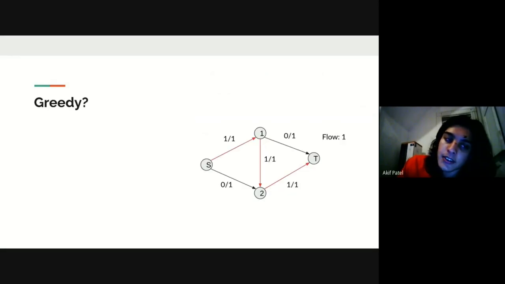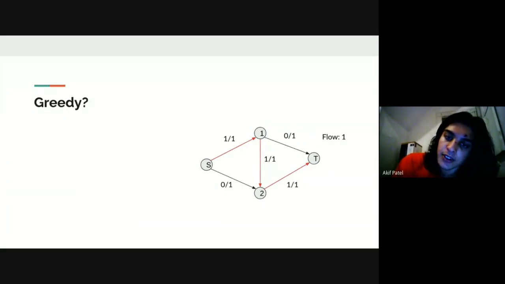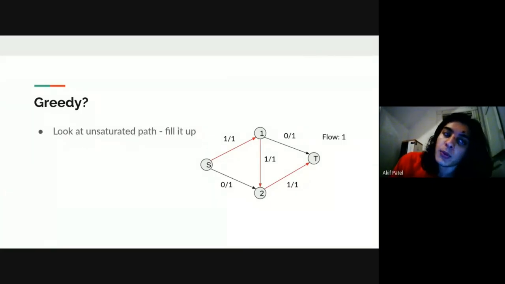So now let's consider some ways we can approach this. The first thing you might think of is to try a greedy approach. So what would greedy entail in this situation? One way you could think about this is that you look at what we call an unsaturated path. By that, I mean a path that you can add water to.